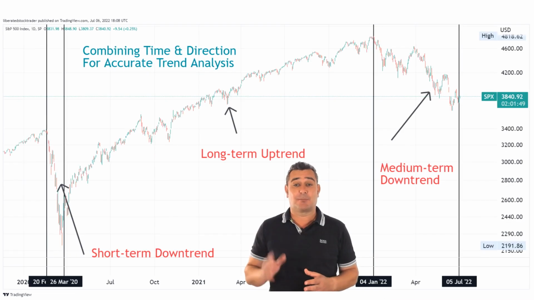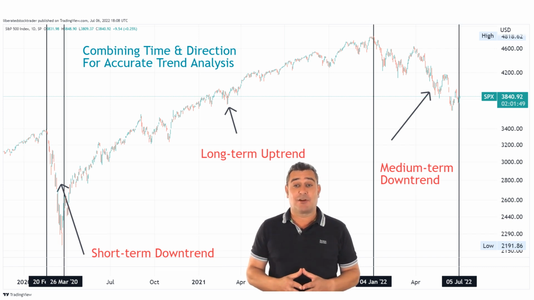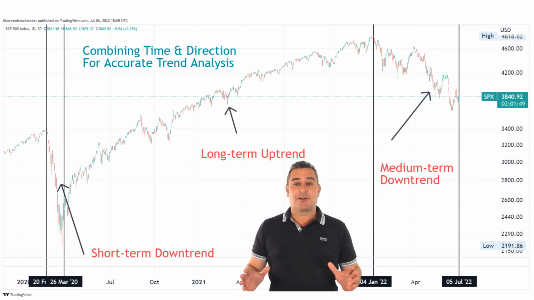The third key is to combine time frame with direction. This is where analysis becomes powerful. For example, during the COVID crash in early 2020, the market entered a sharp, short-term downtrend. Prices fell very quickly and fear dominated. But when stimulus programs and recovery began, the market moved into a strong, long-term uptrend that lasted for years. Inside that broader uptrend, however, there were multiple medium-term corrections, where prices pulled back for weeks or months before resuming the larger trend. By combining time frame and direction, you gain perspective.